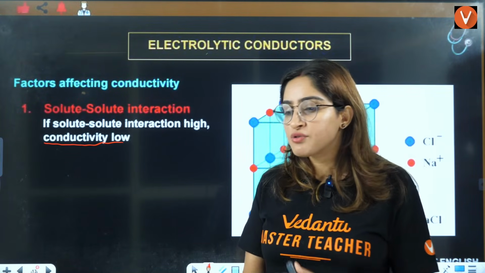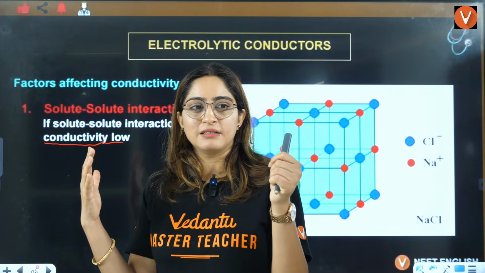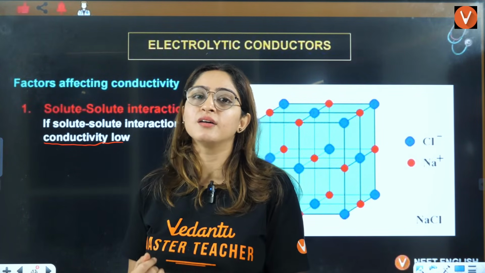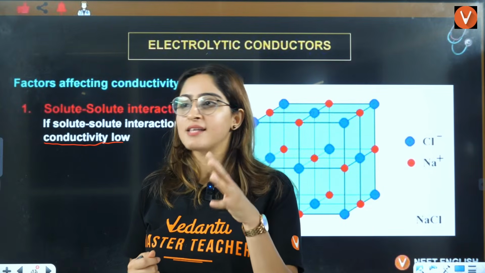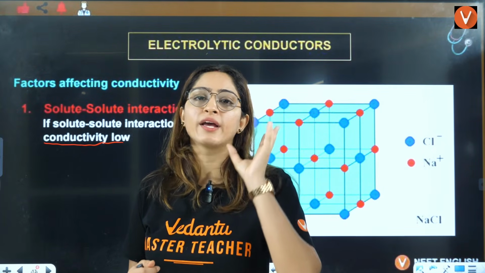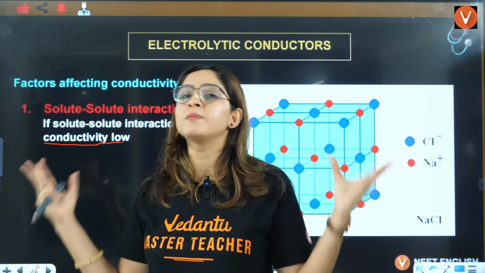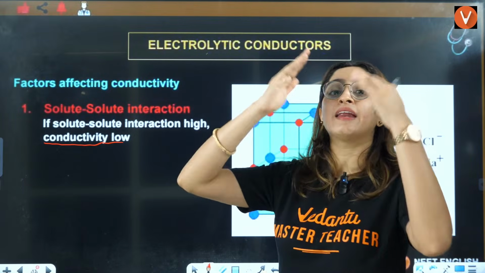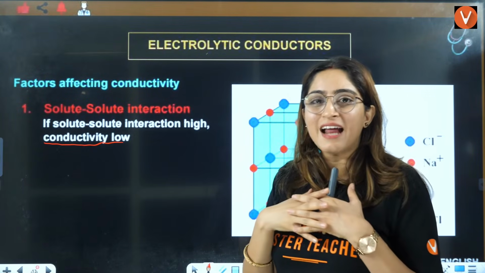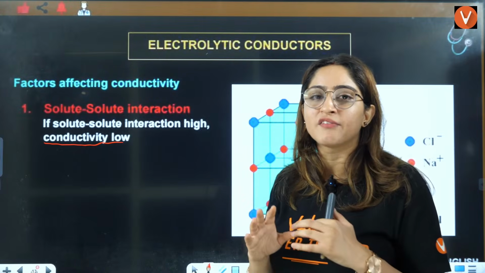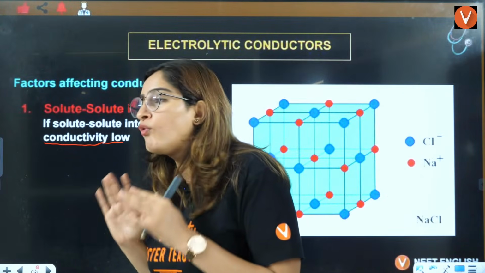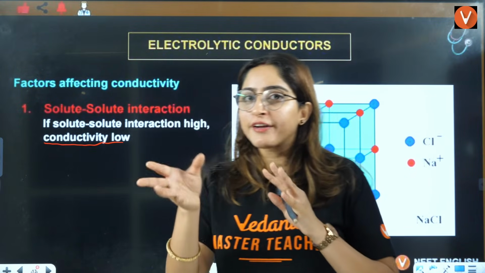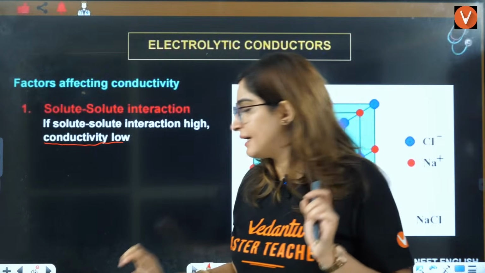Why? Because you are so busy talking to each other, so busy interacting with each other. Ma'am is saying answer this, answer that, and you are not even looking at ma'am, right? So when solute-solute interactions are very high, they will be so attracted to each other that they will not move. They are just talking to each other, that's it. If solute-solute interaction increases, conductivity will decrease.